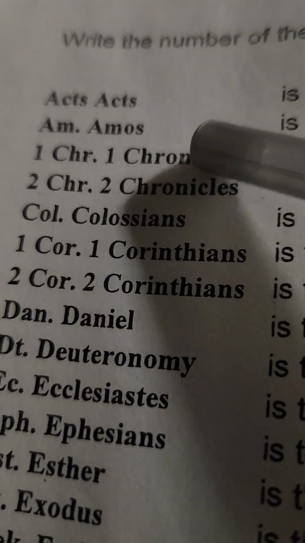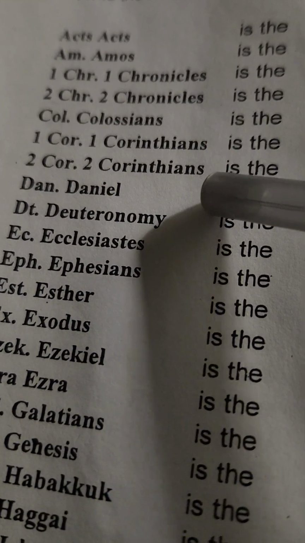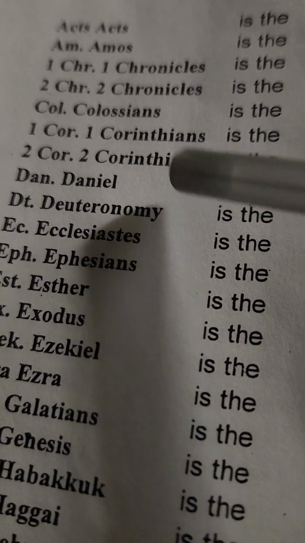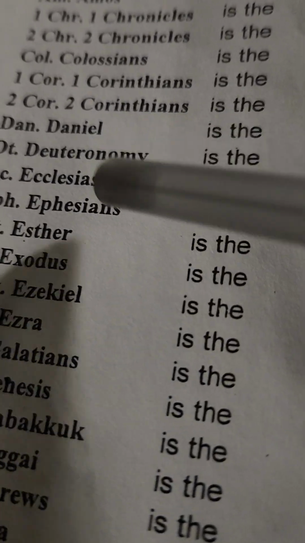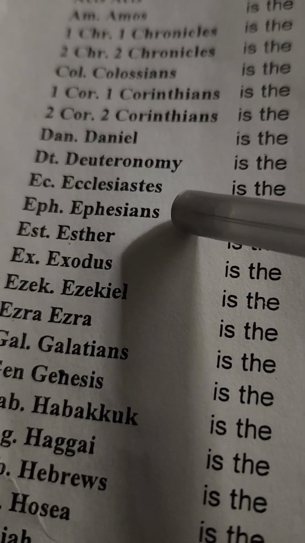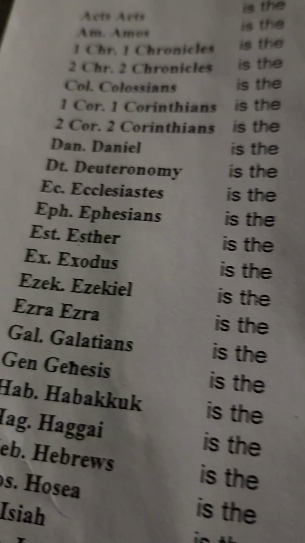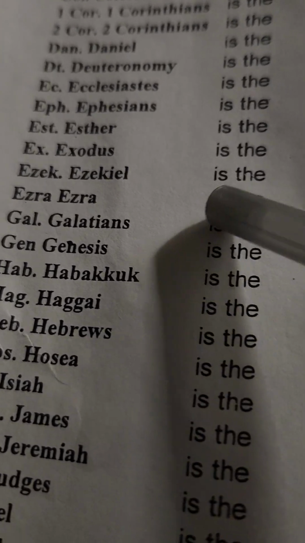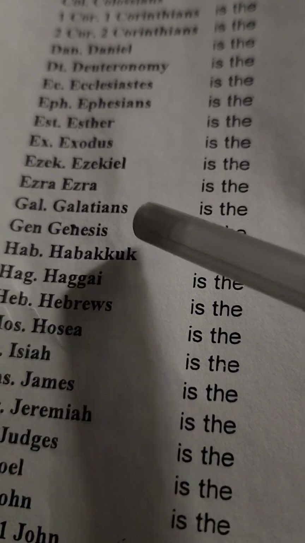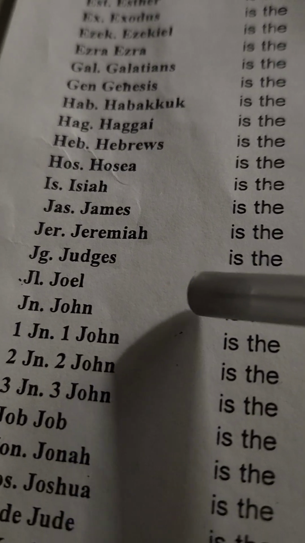With Acts, Amos, 1st and 2nd Chronicles, Colossians, 1st and 2nd Corinthians, then Daniel. So you'll follow through. And you'll put what number the book is in the Bible, and you'll put whether it's in the Old Testament or New Testament. So that's Esther, Exodus, Ezekiel, Ezra, Galatians, Genesis. Continue through.